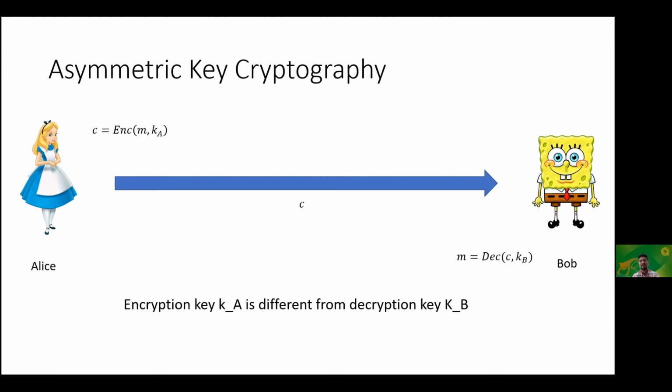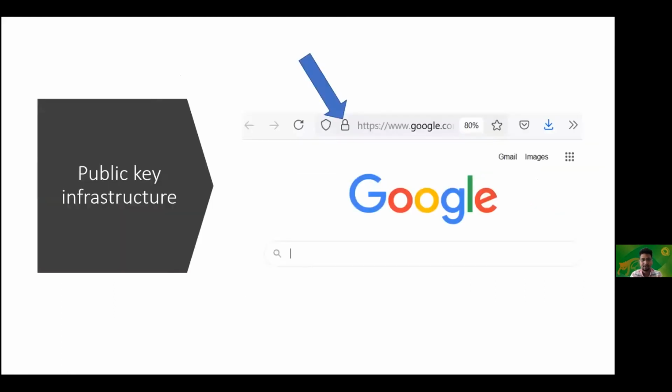They are related, and the protocols and the keys are chosen in such a way that Alice can encode using KA, but even if she exposes the key, nobody will be able to decrypt it unless they have the decryption key. So because in this case the keys are different, we call it asymmetric cryptography.